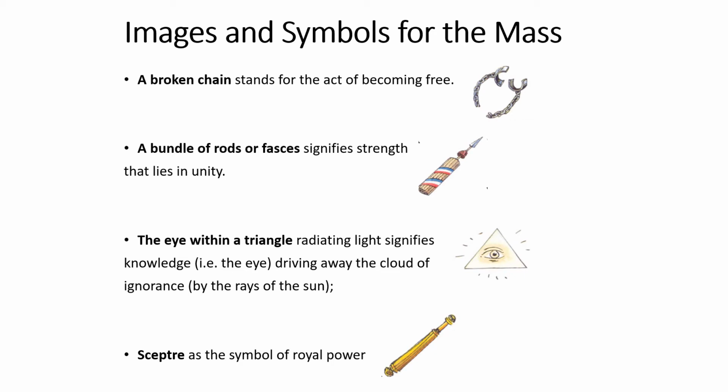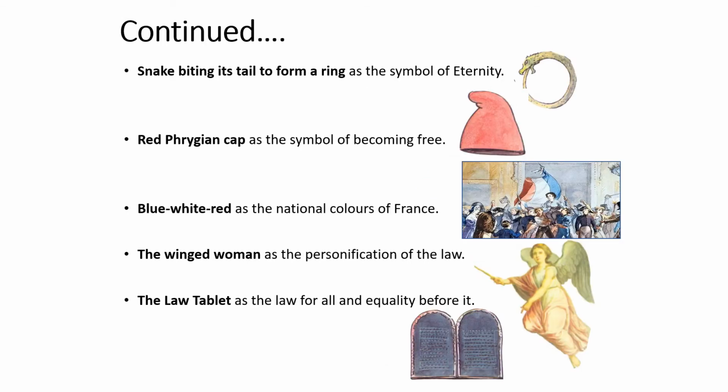Then, the bundle of rods or fasces as the strength that lies in unity. The eye within a triangle radiating light is symbolized as knowledge, the eye driving away the clouds of ignorance, just like the rays of the sun. Scepter as the symbol of royal powers. Similarly, a snake biting its tail to form a ring as the symbol of eternity.